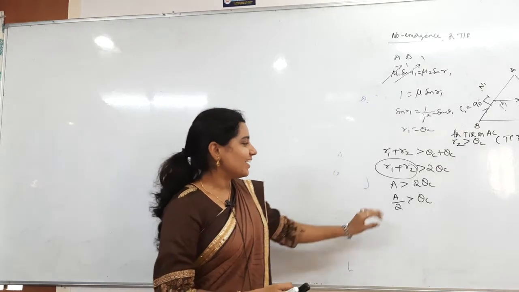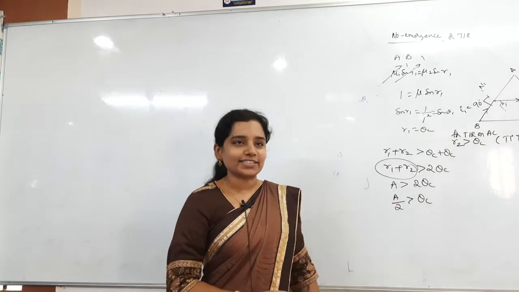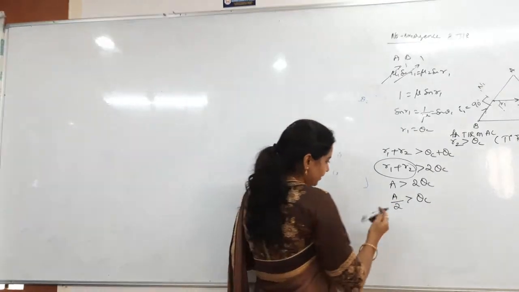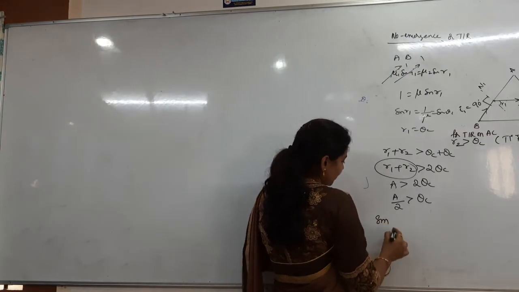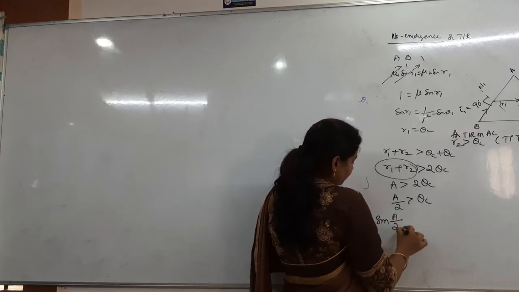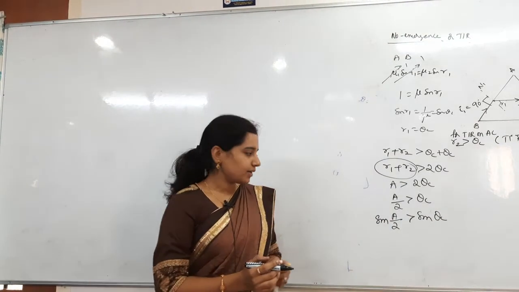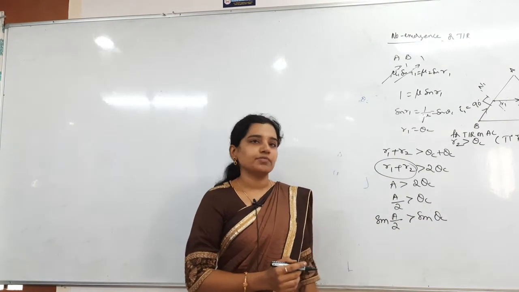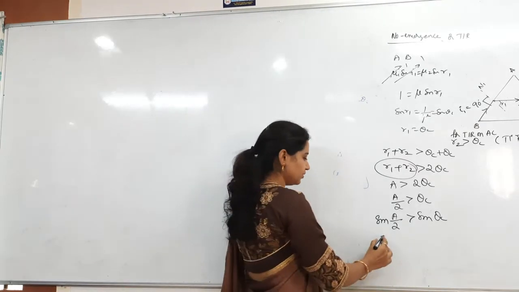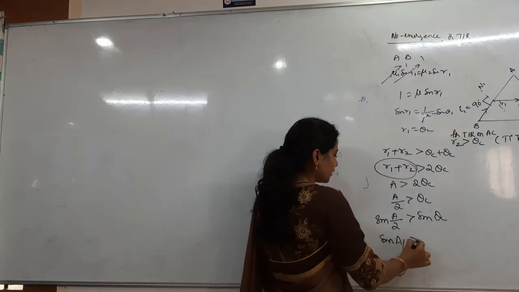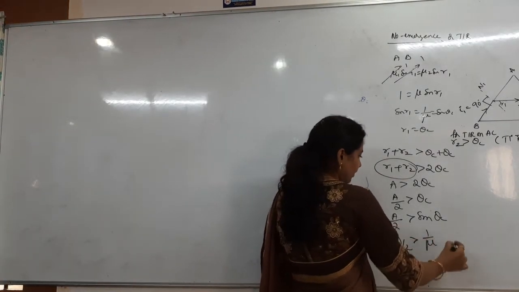So here we got A by 2 greater than theta c. If I take sine on both sides, sine of A by 2 is greater than sine of theta c. What can I write for this sine theta c? 1 by mu, that's it, finished. Sine A by 2 is greater than 1 by mu, then what can I write here?